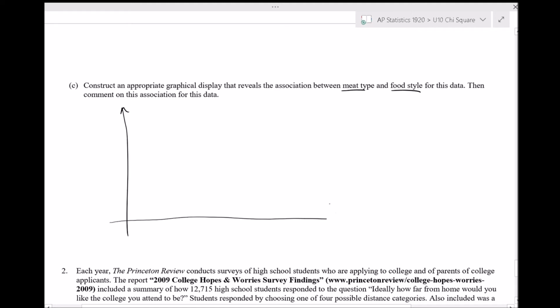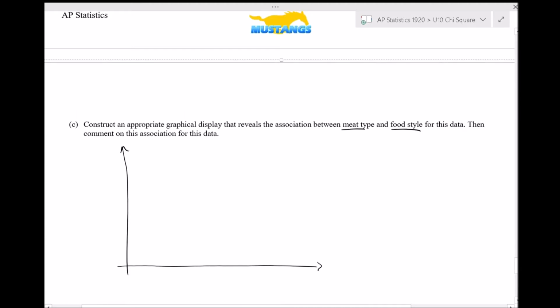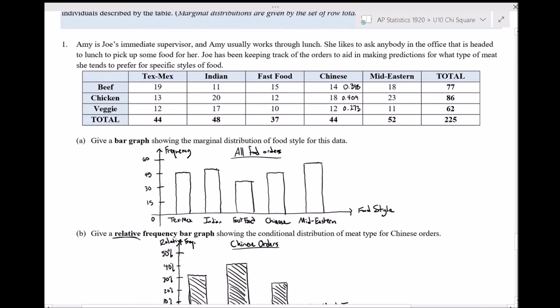And let me reread what it's asking for. It just says reveals the association between meat type and food style. So then I'm probably going to reread the problem stem to see if there's a particular order I want to do this in. So am I going to show the distribution of meat type per food style, or the other way around? Am I going to show the distribution of food style per meat type? So let's see.